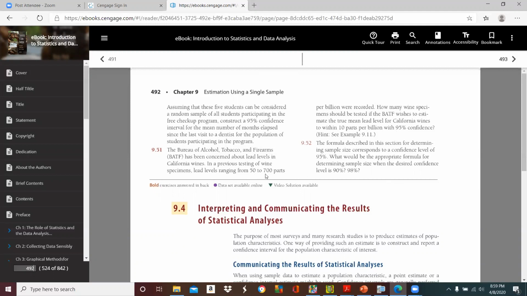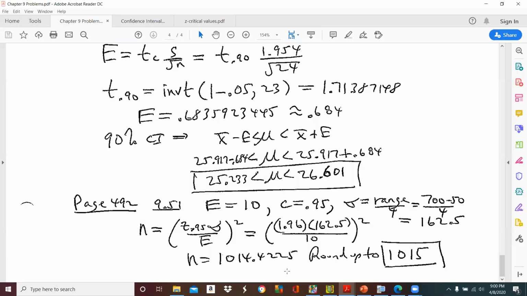So they're giving us this range of values here, okay? What do we use this for? We use it to estimate the population standard deviation. We subtract these two numbers to give us the range of values. That's 700 minus 50 is 650, and we divide it by 4 to give us our estimate of our population standard deviation, right? Comes out to 162.5.